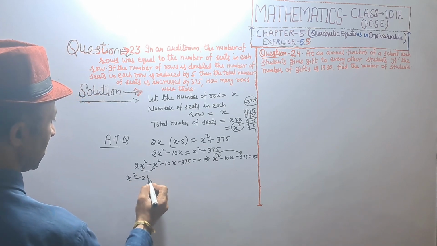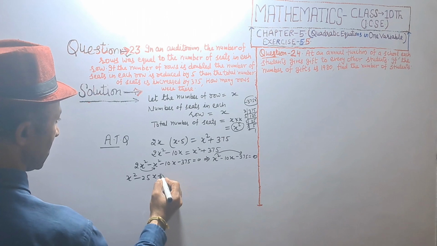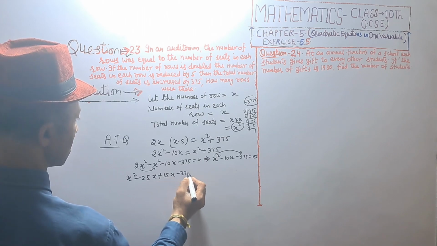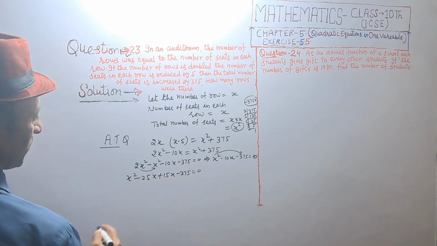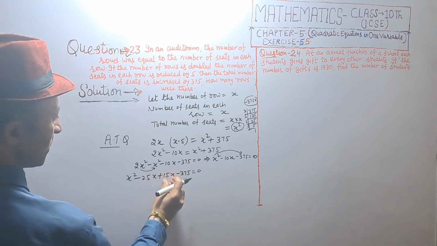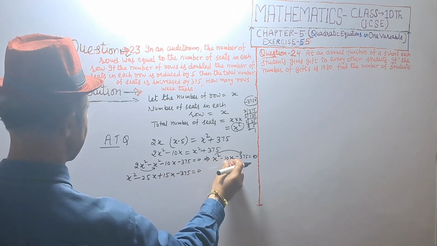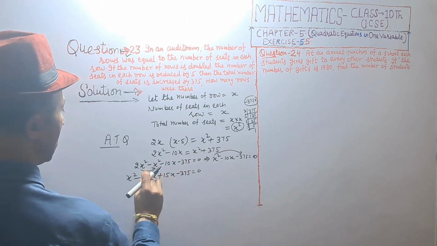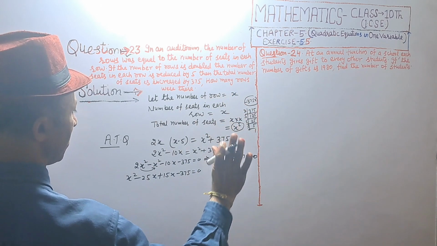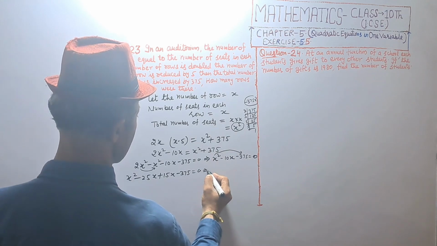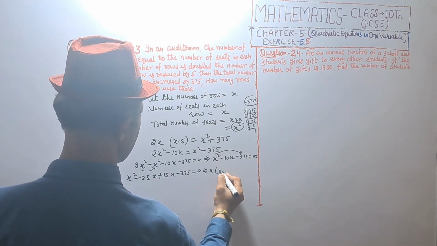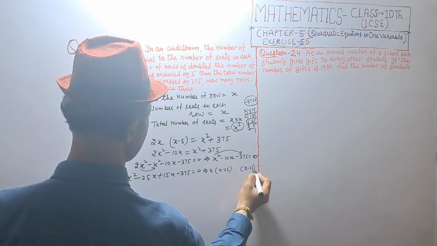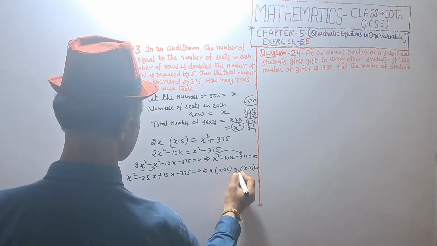x raised to power 2 minus 25x plus 15x minus 375 equal to 0. Minus 25x plus 15x equal to minus 10x. 25 minus 15, that is 10x. And 25 15s are 375x square, which implies x is taken common, in bracket x minus 25, and common is plus 15.